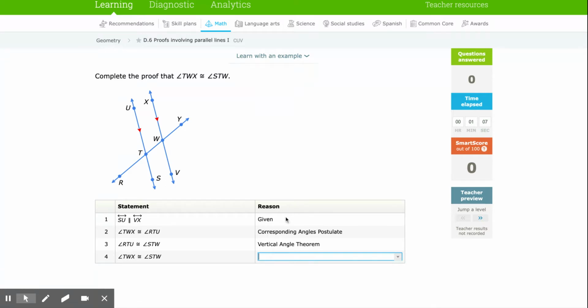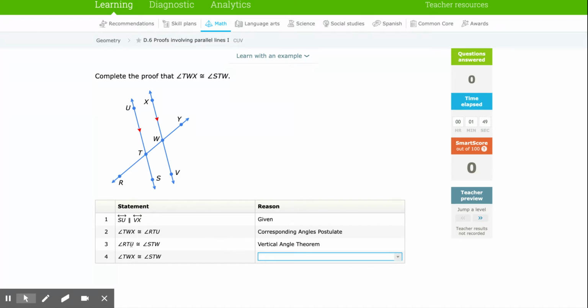In so doing, they first must give us some type of a given. And our given in that first statement is that SU is parallel to VX. That's what these two little up and down lines in between these two lines mean, that they're parallel. Since they are parallel, we know that the corresponding angles postulate holds, which tells us that this angle TWX is congruent to RTU. So this angle here is congruent to this angle because they're corresponding angles.